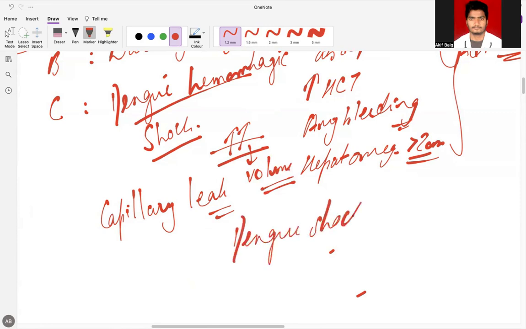So suppose the patient goes into this type of dengue shock, what will happen is that because the fluid is leaking out, all the blood cells are left inside only, so it becomes more and more concentrated and the hematocrit keeps rising.